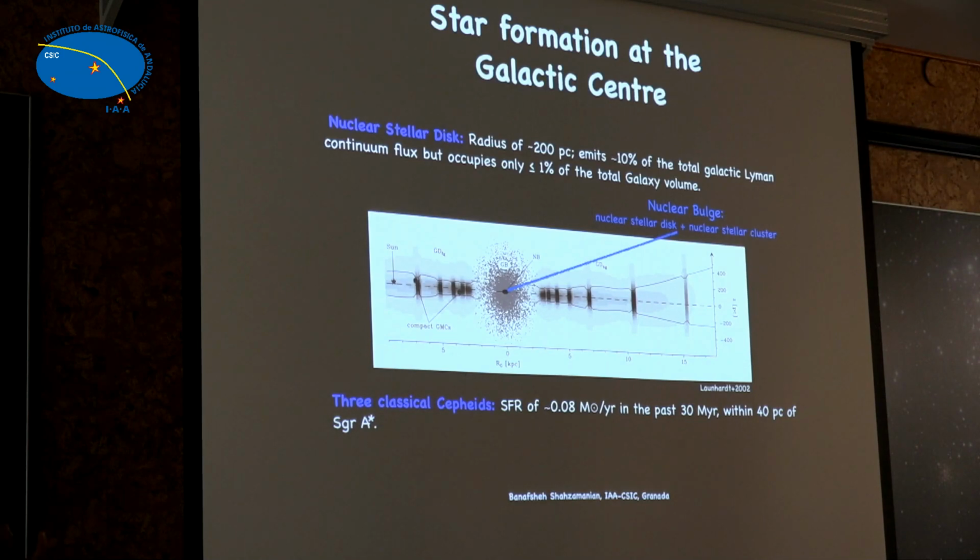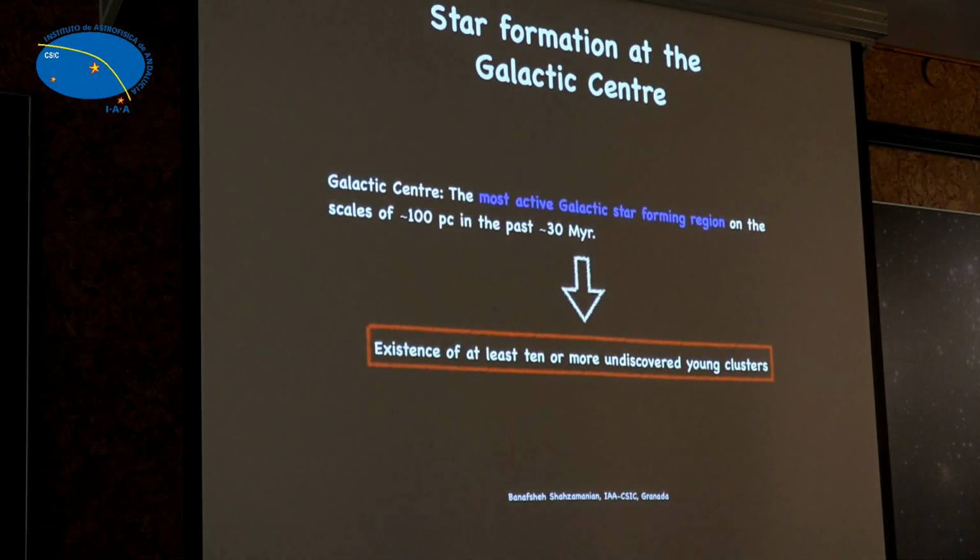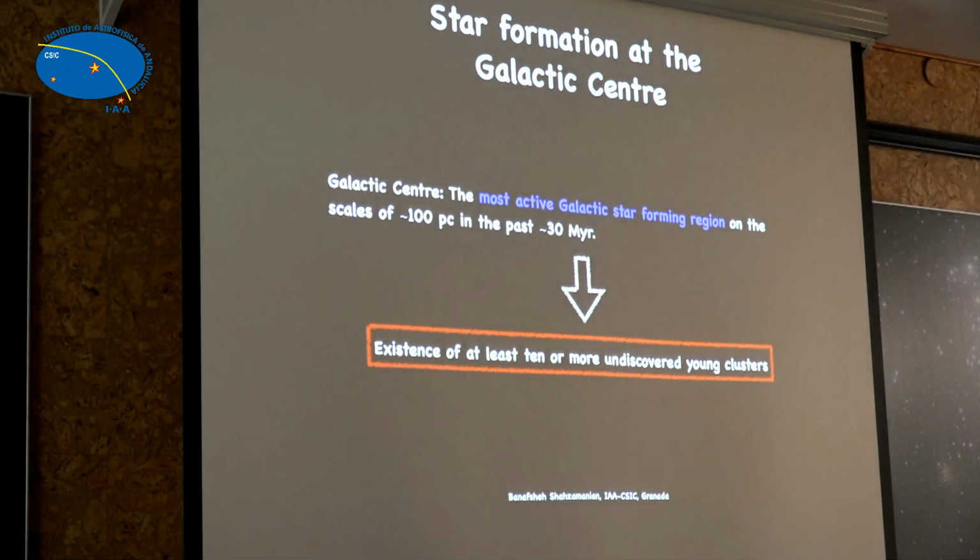Another piece of evidence is that recently 3 classical Cepheids have been discovered at a position 30 parsec from Sagittarius A star, with a star formation of 0.08 solar mass per year in the past 30 mega years. So all this evidence shows that the Galactic Centre is the most active galactic star forming region in our galaxy. So the existence of at least 10 or more undiscovered young clusters is expected in our galaxy.